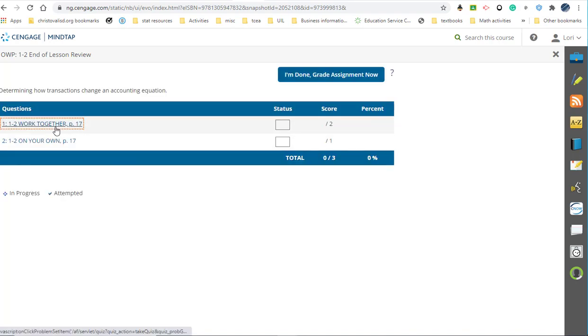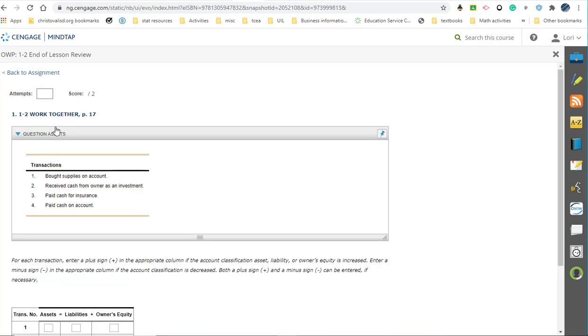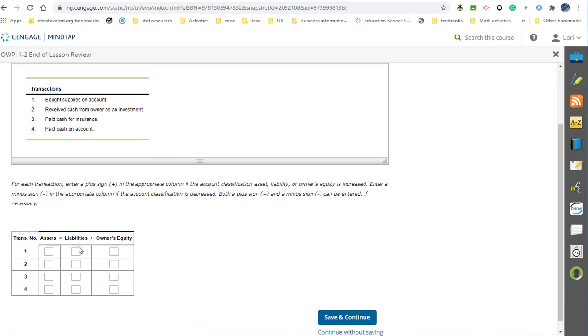And today we are just going to be telling, is it going to increase or decrease? We're not worried about dollar amount. So we bought supplies on account. So that's going to increase how much we owe, but it's also going to increase our supplies. So assets and liabilities both increase.